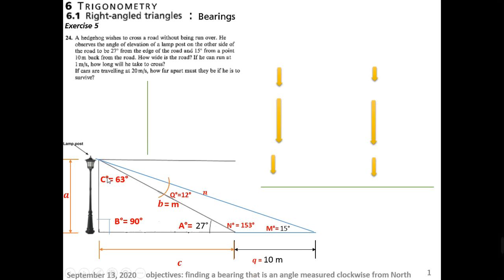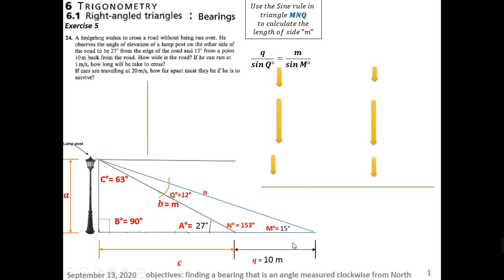Now that I identified each angle and the opposite side to each angle, I can start using the sine and cosine rule to figure out the unknowns. So, if we start with triangle MNQ, this triangle MNQ, to calculate the length of side M, which is the common side between the two triangles. Okay? So, Q is known as 10 and angle Q is known.